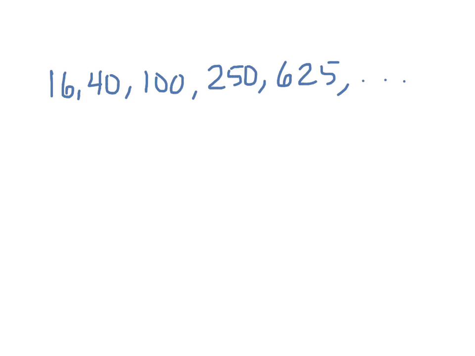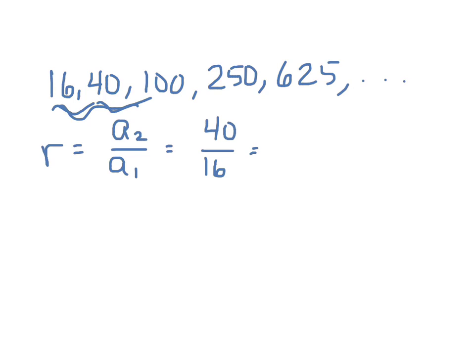If I had something like 16, 40, 100, 250, 625, okay, if I go by the adding feature, it looks like if I add 24, that would give me 40, but 24 plus 40 is not 100, so adding is out the door. So if it's not adding, it's probably geometric, meaning it multiplies by the same number. In order to find the ratio, remember you take the second term divided by the first term, in this case 40 over 16, which reduces down to 5 over 2.